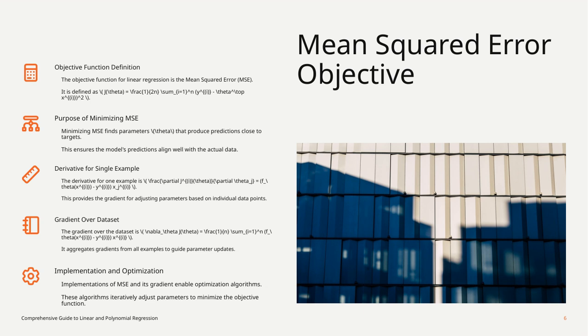Finally, the objective function itself is defined as the mean squared error, which sums up the squared differences between predicted and actual values across all data points. Dividing by twice the number of data points standardizes it, making it easier for optimization algorithms to work with. This function provides a clear target for our minimization efforts, guiding us toward the most accurate model possible.